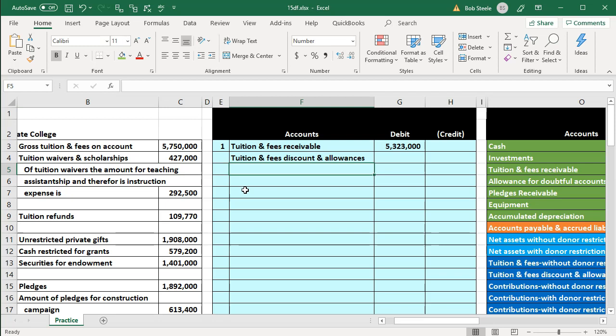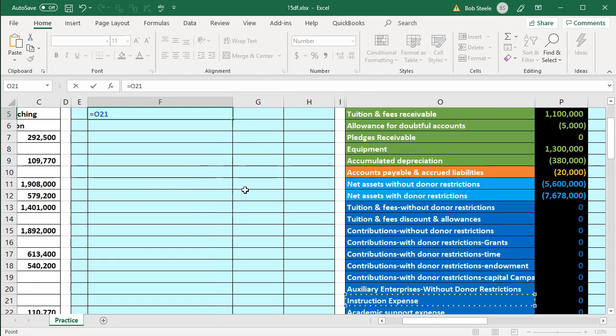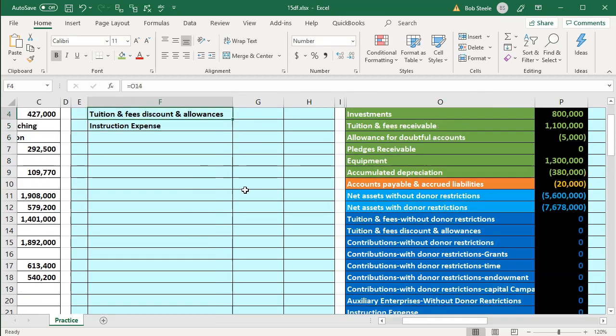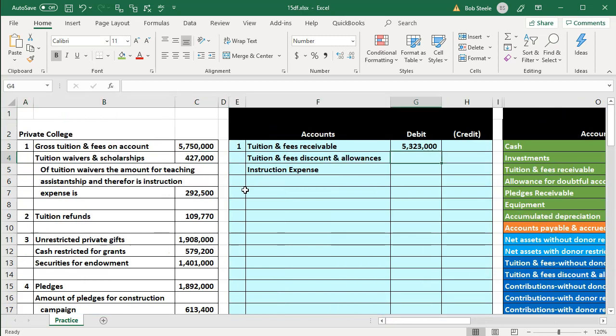And then we're going to record the expense of the instruction expense. So the instruction expense is going to be an expense type of account, instruction expense. Okay, and then we're going to pick up the amount, which will be equal to the $427,000 minus the $292,500. That's what's going to go into the tuition and fees, discount and allowances, and then the expense item will be equal to the 292,500.